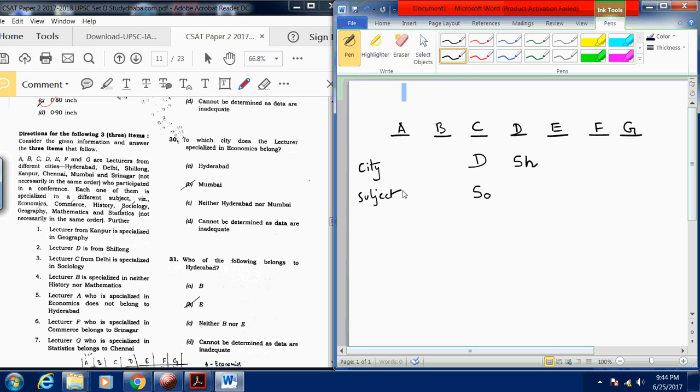Lecturer A, who specializes in economics, does not belong to Hyderabad. Lecturer F, who is specialized in commerce, belongs to Srinagar. F belongs to Srinagar and specializes in commerce. G belongs to Chennai and specializes in statistics. So this is the data that is available with us first. Now A does not belong to Hyderabad. So we can have 2 options, either B or E should belong to Hyderabad.